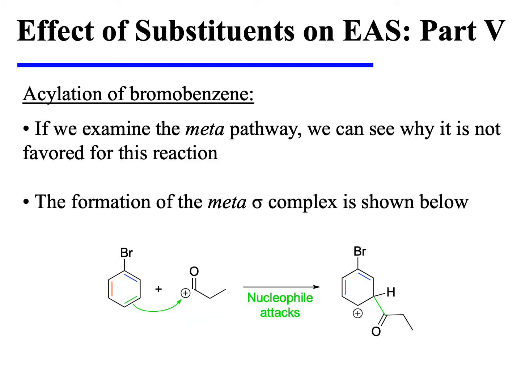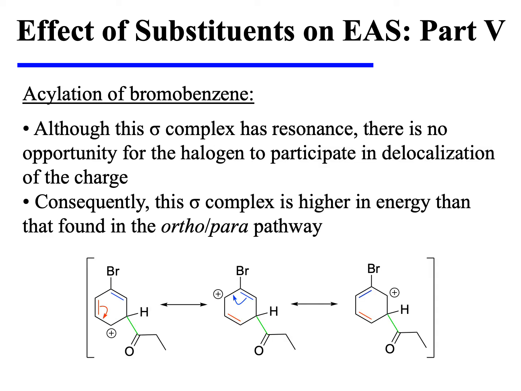Let's take a quick look at the meta pathway to see why it is not favored for this reaction. The formation of the meta-sigma complex is shown here. Although this sigma complex does have resonance, there is no opportunity for the halogen to participate in delocalization of the charge. So this sigma complex has only 3 resonance forms contributing to the resonance hybrid.